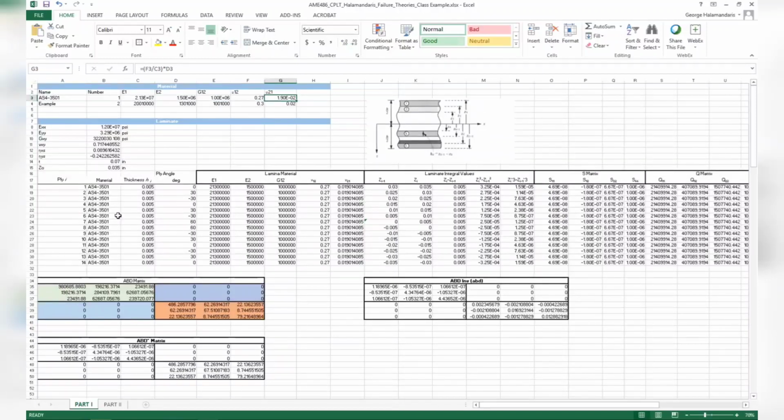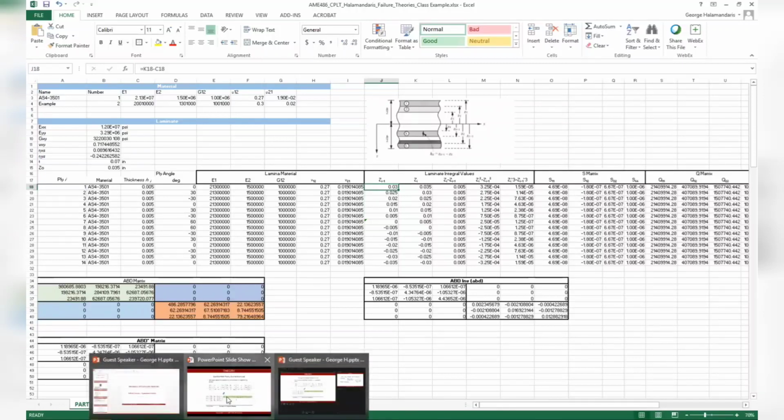So again, this is the way I set it up. Not the only way to do that, but here you have your layup. It's a symmetric layup with your ply thickness, and then your material properties for the lamina as given in the problem statement. And all these calculations are input to your ABD matrix, which we covered earlier. So here you have your laminate integral values.